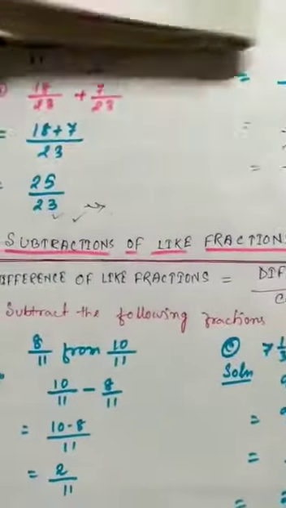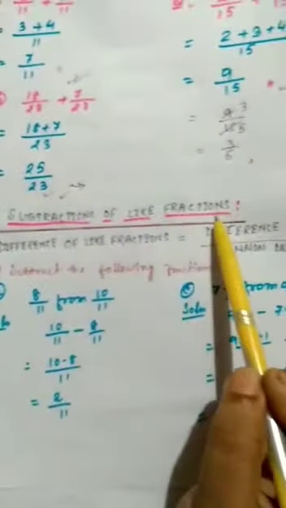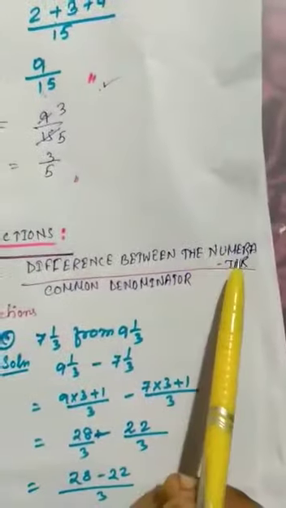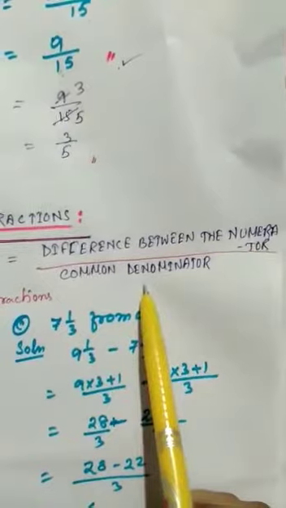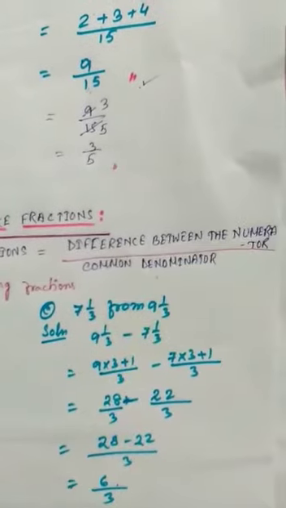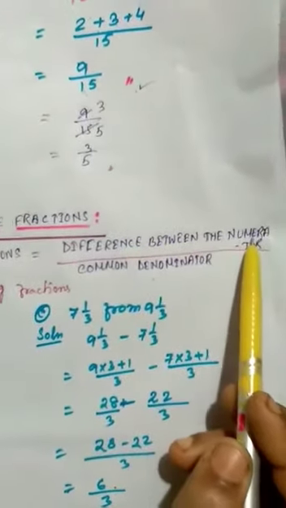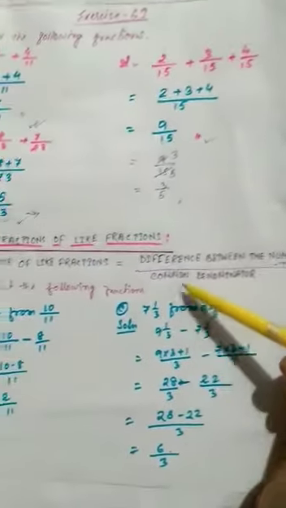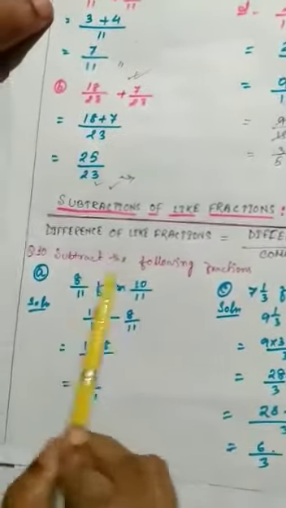Now let's move to our next question, question number 10. Here it is subtraction. So how can we subtract like fractions? Let's see. The difference of like fractions is equal to the difference between the numerators divided by the common denominator. Okay, difference means, as all of you know, the result we get after subtracting is called the difference. So we have to subtract the numerators, the same way we have done this addition work. Subtraction will also follow like this. So see the question number 10, subtract the following fractions.